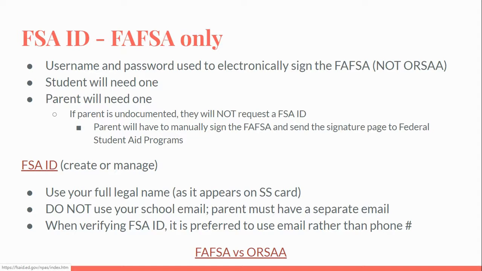When you are creating your FSA ID, you must verify who you are by either using your email or a phone number. We recommend that students use their email, again, a personal email, to verify that information. Phone numbers can be changed and that number can be assigned to someone else. So again, we recommend that you verify using your email.